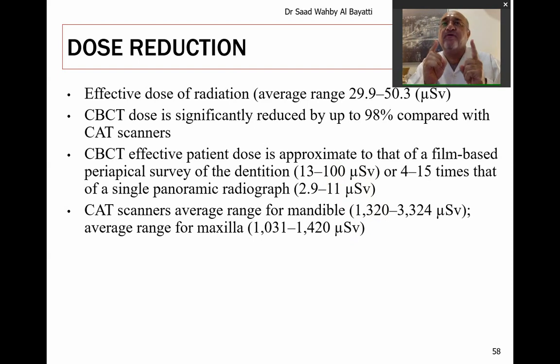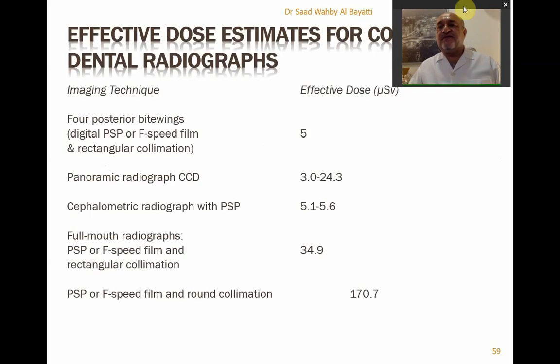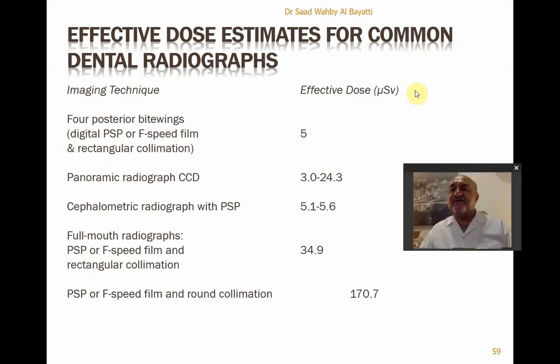However, this is not an excuse to unnecessarily expose your patients to radiation, because it's X-ray in the end. We have to consider the hazardous radiation doses to the patient. See, this is the effective dose estimates for common dental radiographs. Four posterior bite wings using sensors, around 5 microsievert. Panoramic radiographs, between 3 to 24 at maximum, depending on the size.